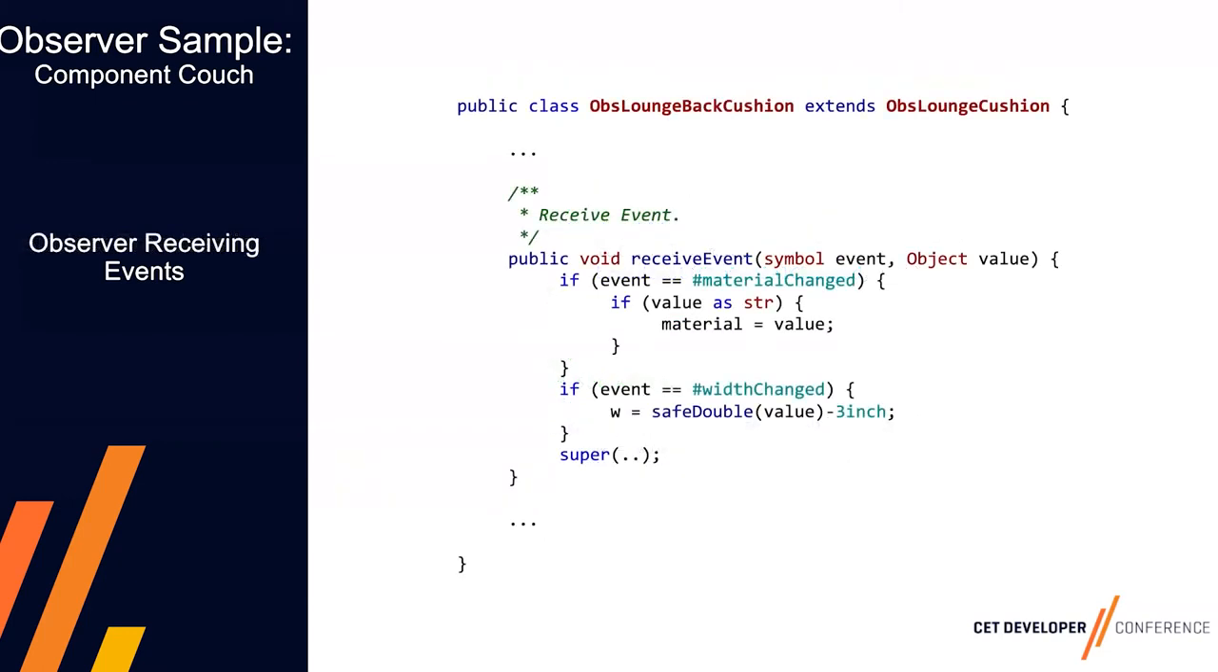So then going more into the specific component, we can see that we can receive the events and act based on the events that we received. In this case, when our material changes, we can set our material to the respective material, and when our width changes, we can change our width based on, not necessarily to, but based on the width of whoever sent out that width changed event.